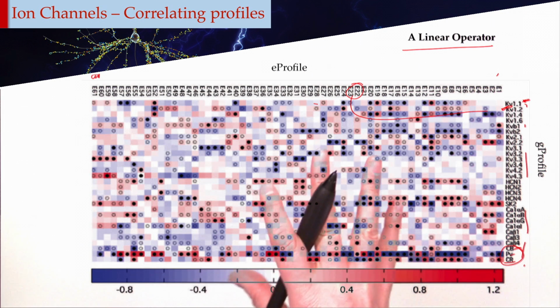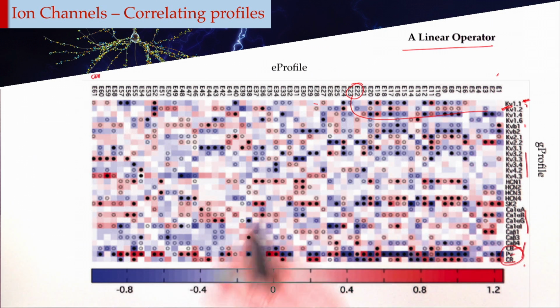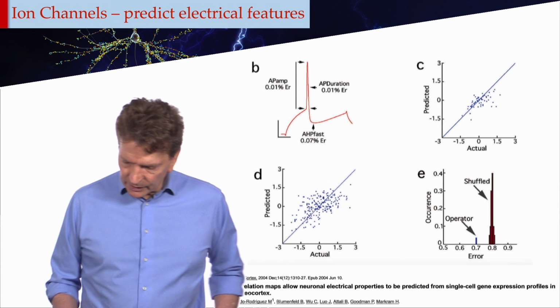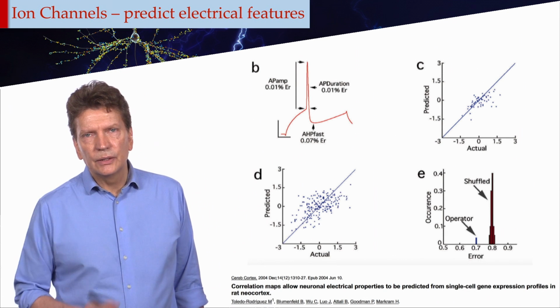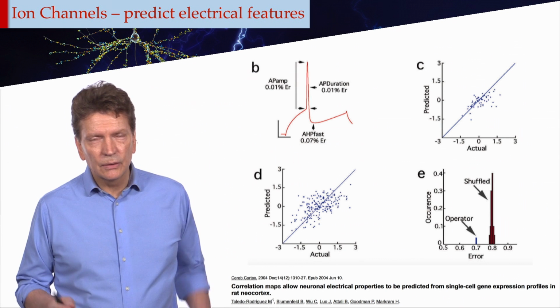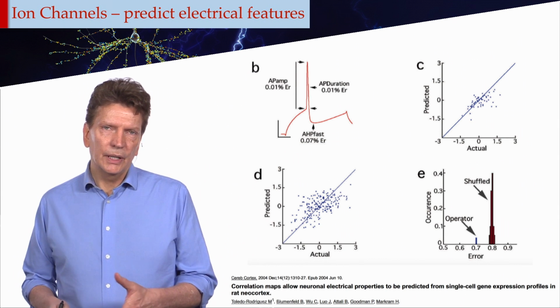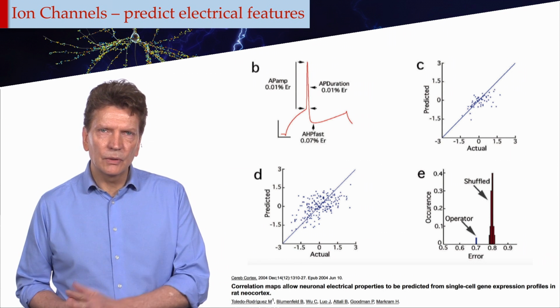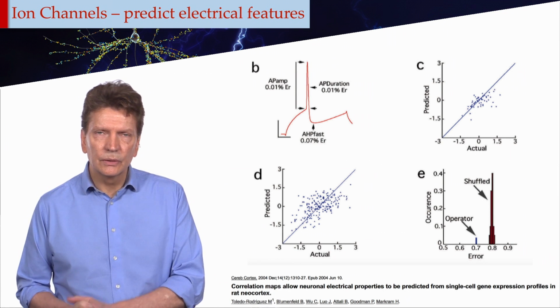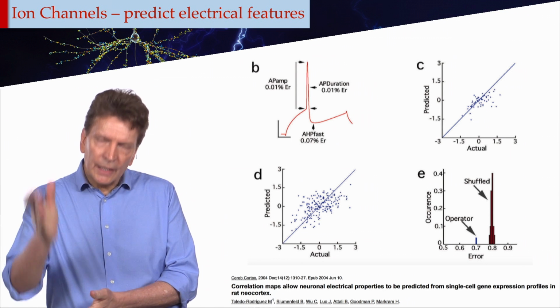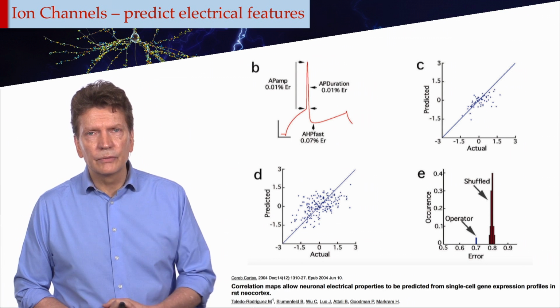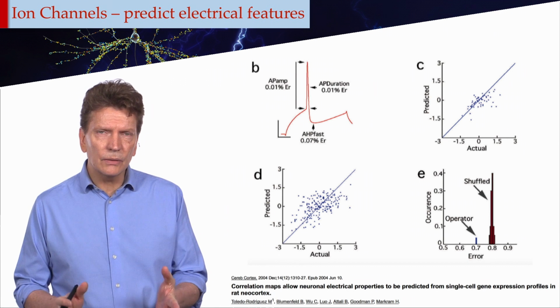And as I said, this is a very simple linear operator. You can build much more sophisticated nonlinear operators and multi-dependency operators and so on. But just this linear operator is already very powerful, because here you can see that you can actually predict, you can look at the genes that are switched on, and you can apply the linear operator, and you can calculate with a very small error the size of an action potential, the width of an action potential, the fast downswing of the voltage, and so on.